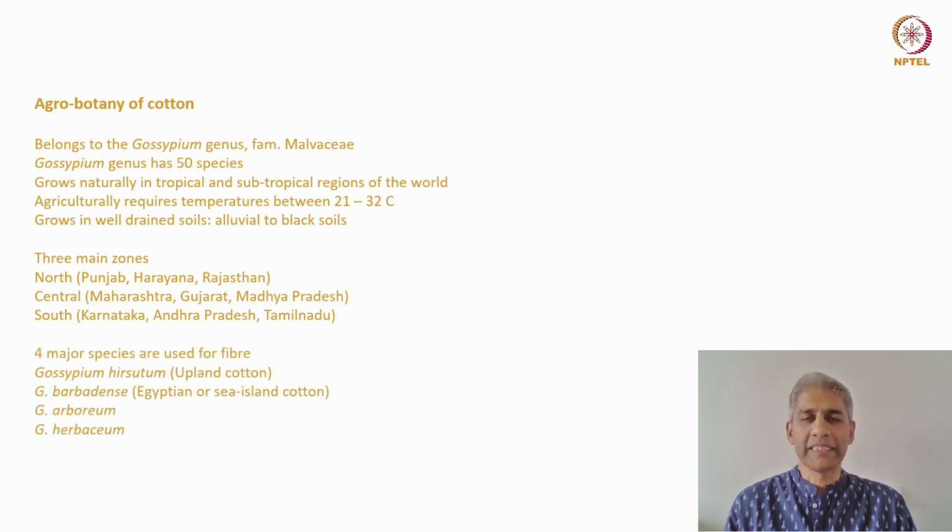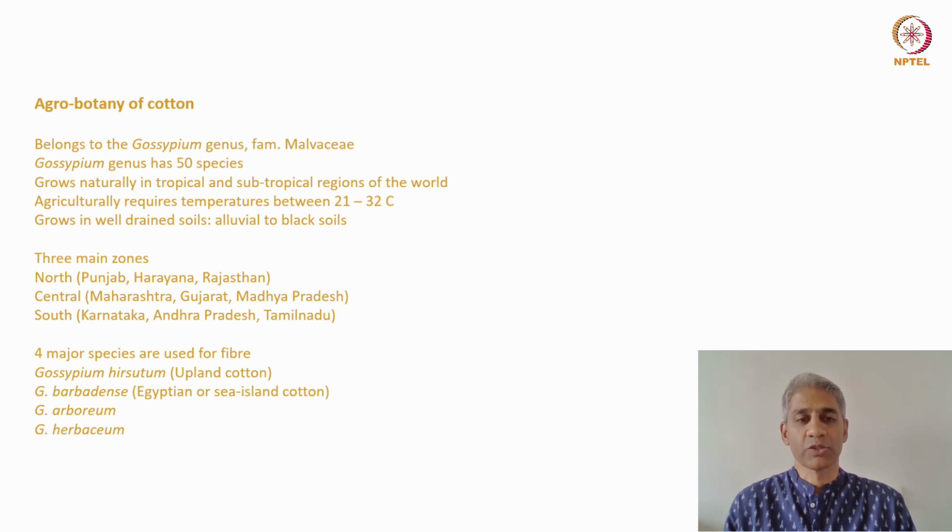And four main species are cultivated for making fiber. So Gossypium hirsutum and Gossypium barbadense, which are these long staple cotton, and then Gossypium arboreum and Gossypium herbaceum. So India is one of the few countries in the world where all four species are still being grown for the production of fiber. And along with that, we are also growing cotton hybrids. So we still have some amount of diversity in the kinds of cotton we are growing.